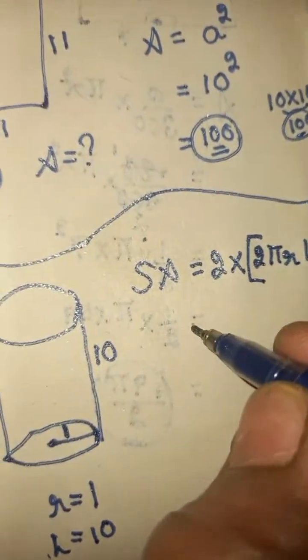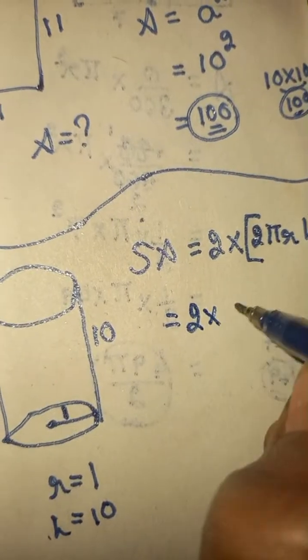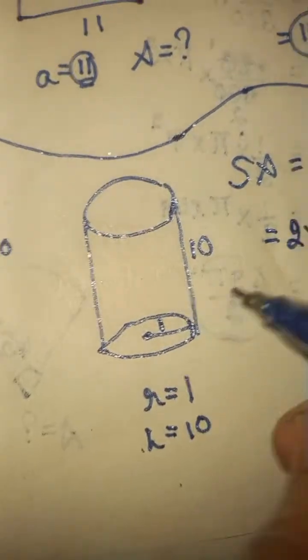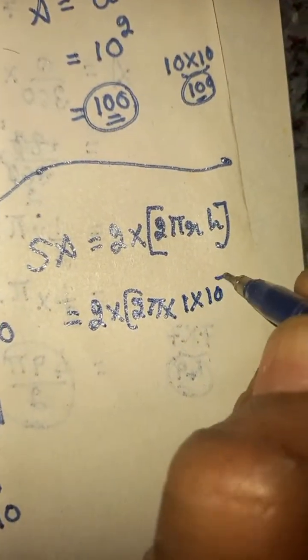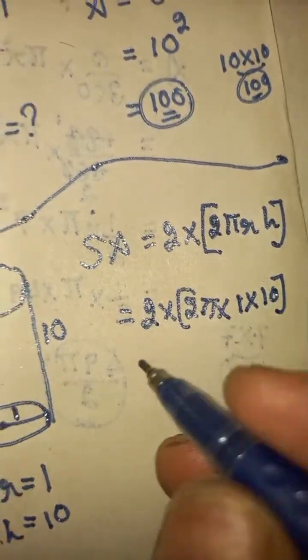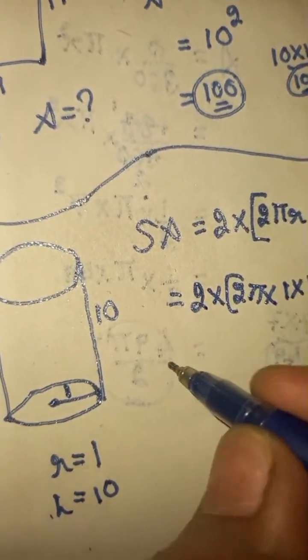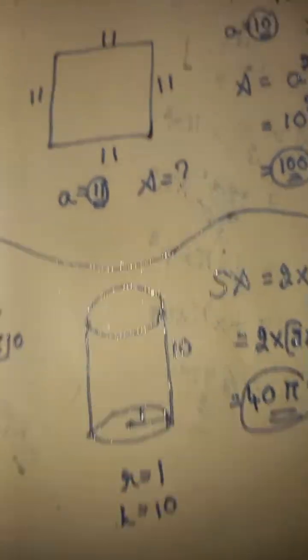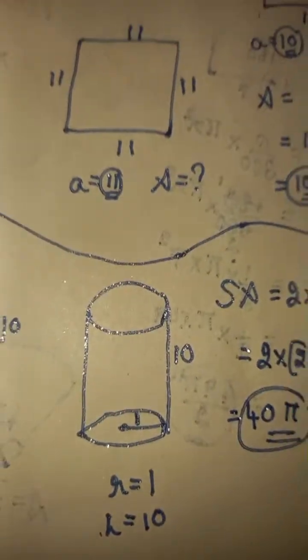It becomes 2 times 2 pi times the radius, which is 1 unit, times the height, which is 10 units. 1 times 2 times 10 is 20. 20 times 2 is 40. So 40 pi units is the complete surface area of this hollow cylinder.